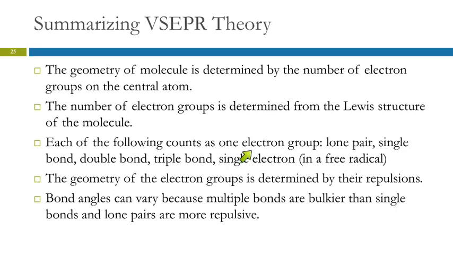What are electron groups? Each of these counts as 1 electron group. A lone pair, a single bond, a double bond is 1 group. A triple bond is 1 group. If you had a single electron, like in a free radical, that's 1 group. The geometry of those electron groups is determined by their repulsions. And the bond angles can vary because multiple bonds are bulkier, they take up more room than single bonds, and lone pairs are very repulsive.